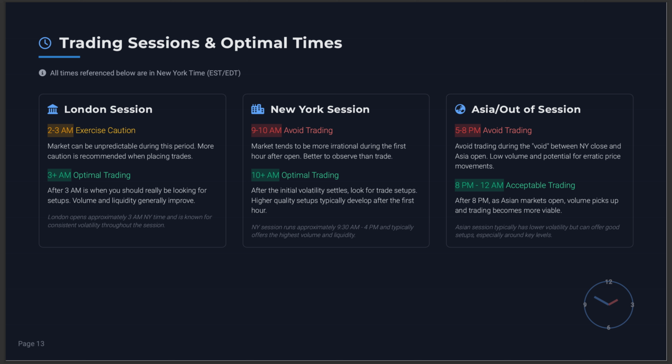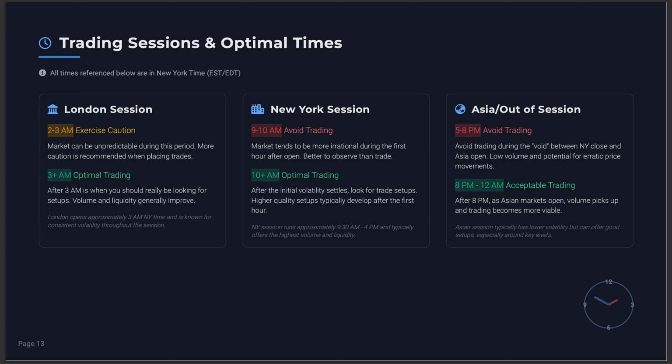For Asian and overnight sessions, avoid the void between the end of New York at 5 p.m. until about 8 p.m. This is typically very quiet with limited volume. However, from 8 p.m. to midnight can offer solid trading opportunities.